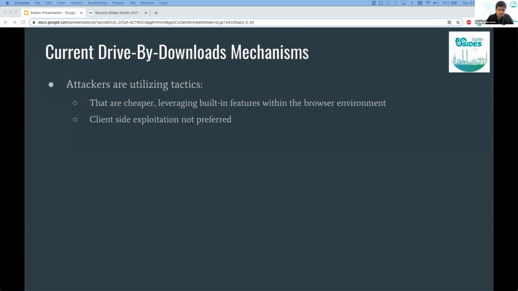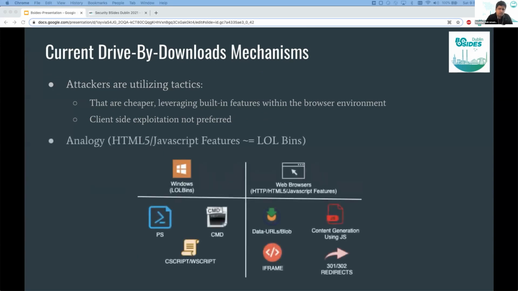To draw an analogy, in the Windows environment, over the years, I think fileless attacks with living off the land binaries has become quite prominent. I think there was a great talk just a few hours back, Introduction to Fileless Malware by Juan Araya in the Track 1 series. So drawing that analogy of using LOLBins, you can think of HTML5 and JavaScript features as LOLBins on the browser, where they are using something that is available within the HTTP protocol and the browser environment to carry out attacks.